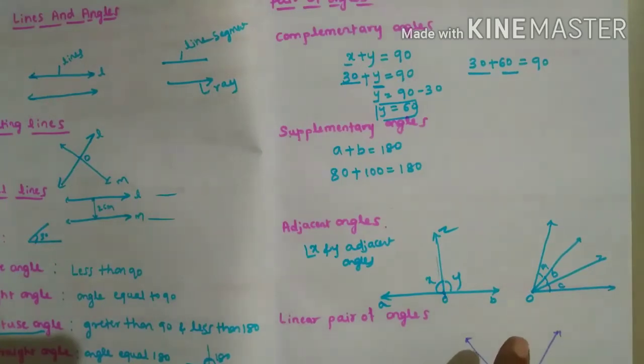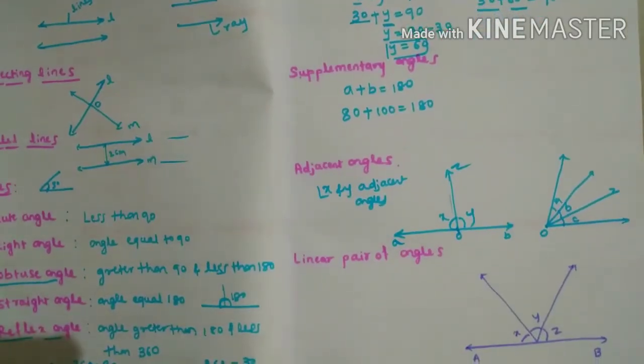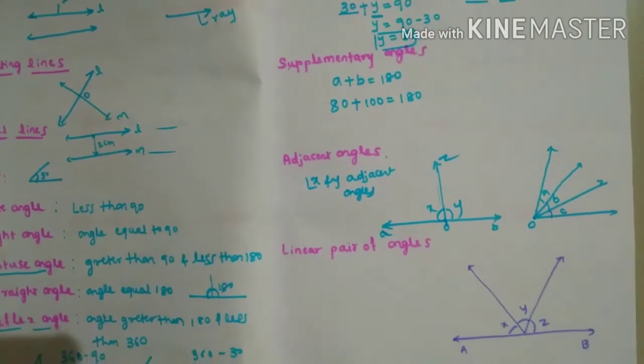So always, if you want to say adjacent angles, the condition should be there. That condition is that a common ray should be there between the angles and a common vertex should be there. Then only we can call those two angles adjacent angles. Then we'll see linear pair of angles. Linear pair of angles means, linear means line.